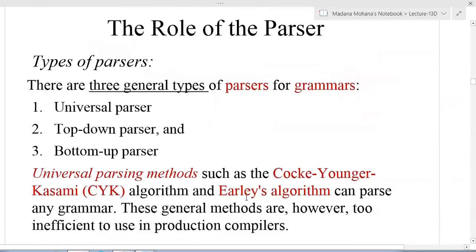Now there are various types of parsers or parsing techniques. There are generally three types of parsers for grammars. The first one is called the universal parser.